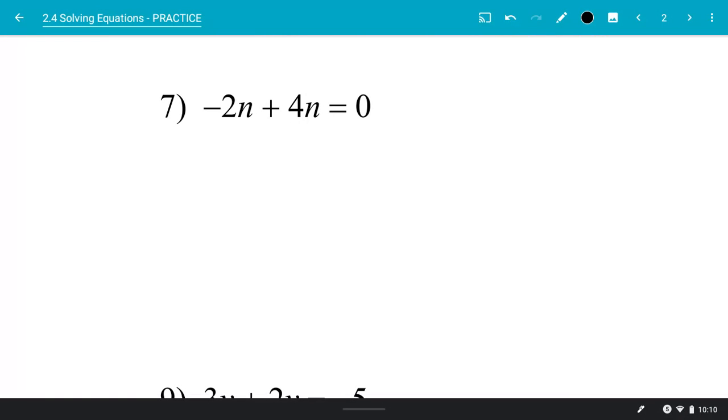First, we could have 2 variables on the same side. Anytime that we have multiple variables on one side, we want to start with CLT. No, that's not a bacon, lettuce, and tomato sandwich, which would be kind of good right now. That is combine like terms. Okay, combine like terms. Well, what are like terms?